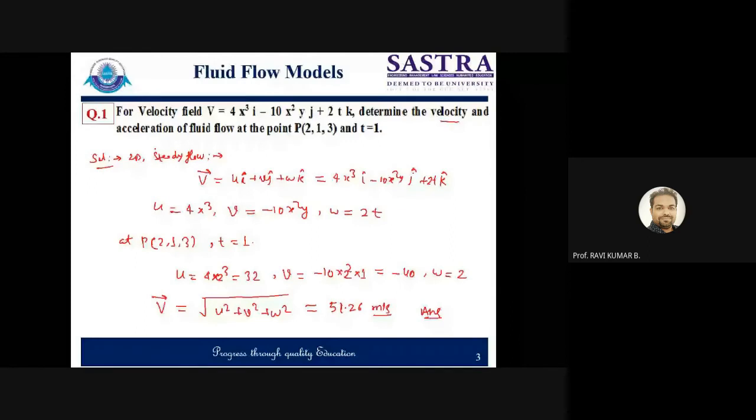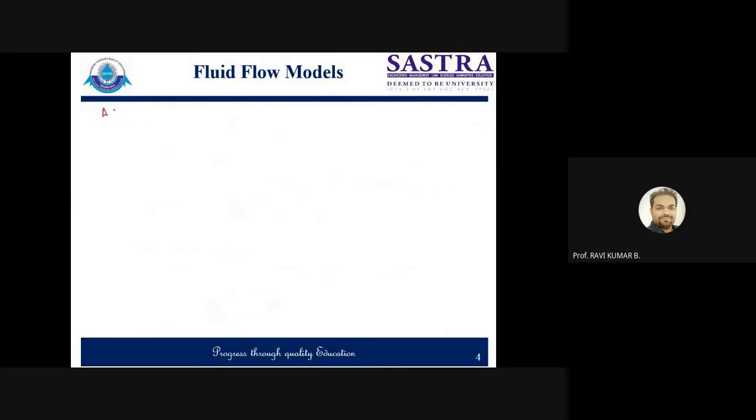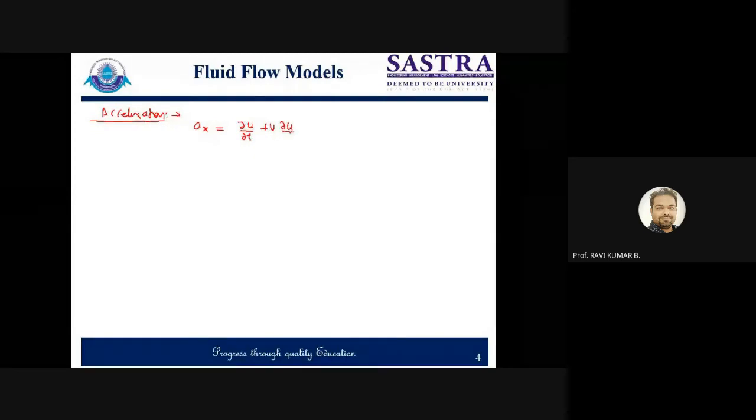Now, acceleration is slightly lengthy. We have to apply the same equation, the convective and local acceleration. So the formula needs to be remembered by you, how to start with. When we are calculating acceleration, we can start with the simple thing, that is ax. Ax is dou u by dou t plus u dou u by dou x. This formula you have to remember. Plus v dou u divided by dou y plus w dou u divided by dou z. This is for one term we are writing.